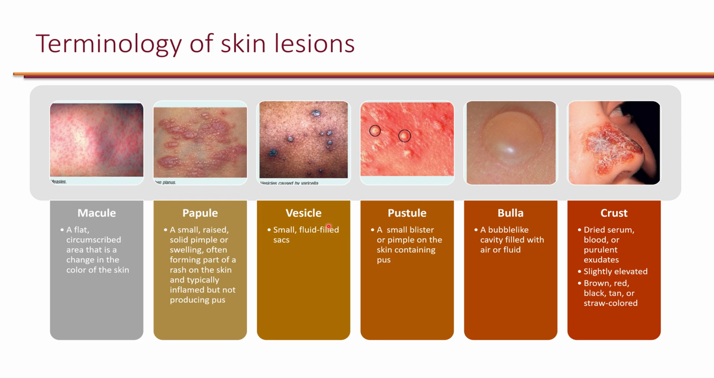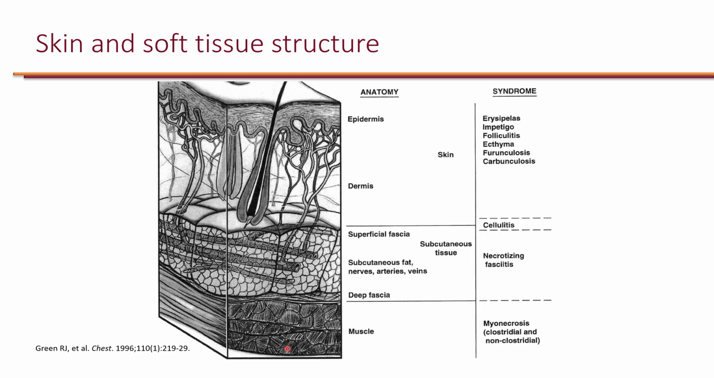A vesicle is a small fluid-filled sac, and a pustule is a small blister or pimple on the skin containing pus. So you can visibly see the pus here. And a bulla, which some would call a blister, is a bubble-like cavity filled with air or fluid. And of course, crust is the dried serum, blood, or purulent exudate, which is typically the final phase of skin lesions.